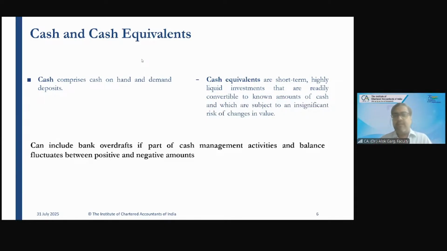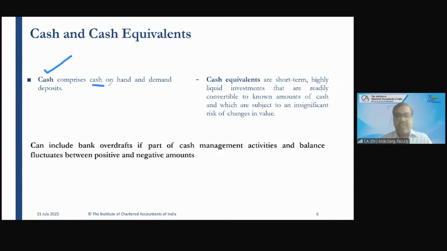Okay. So in the last almost 40 minutes, I believe you are able to revise and refresh your memory on this cash flow statement. Now, what is the meaning of cash and cash equivalent? The standard talks about cash and cash equivalent. First of all, what is the meaning of cash?